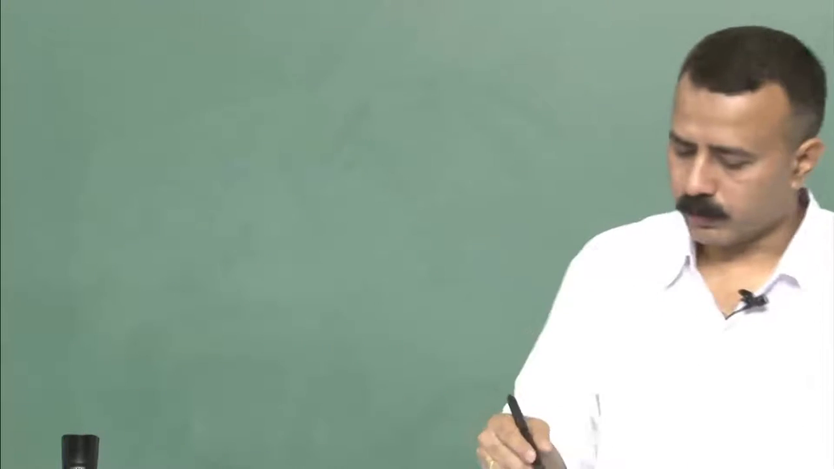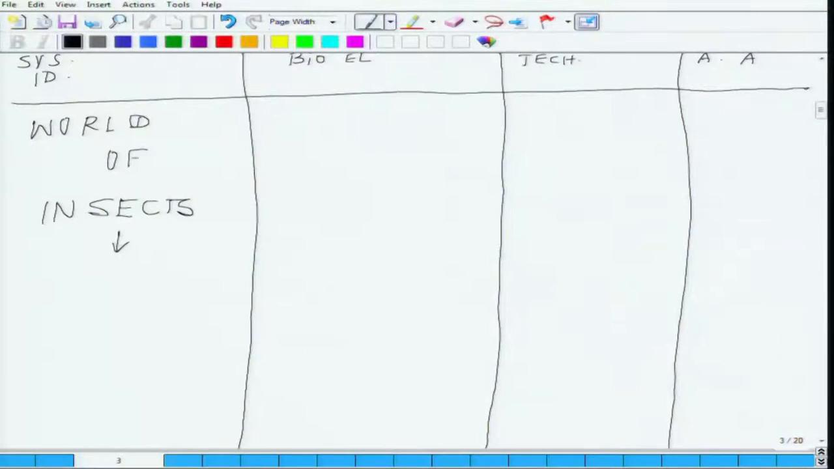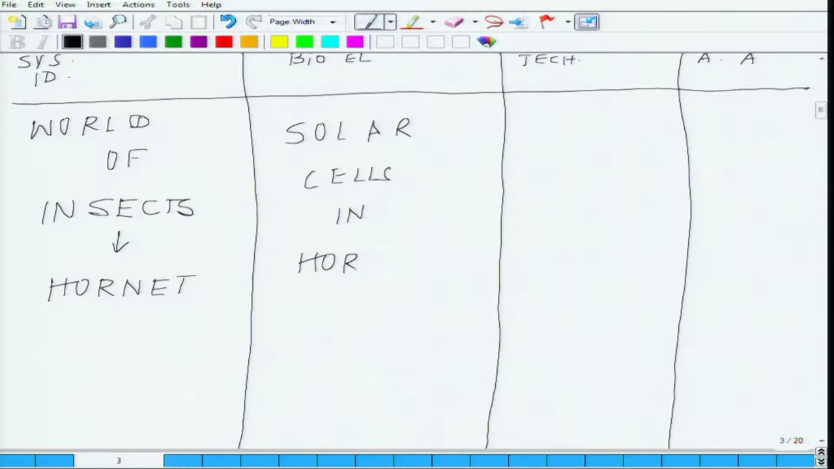Okay. So, especially we will be talking about the hornet, and we'll be talking about the solar cells in hornet. So, in other words, here the phenomena will be solar energy to electrical energy.